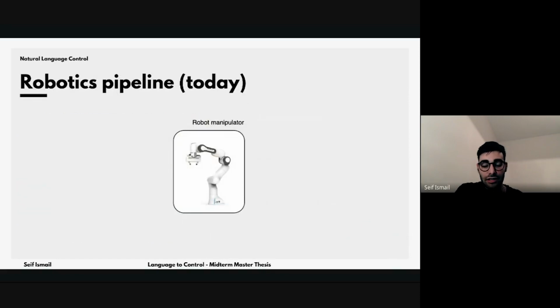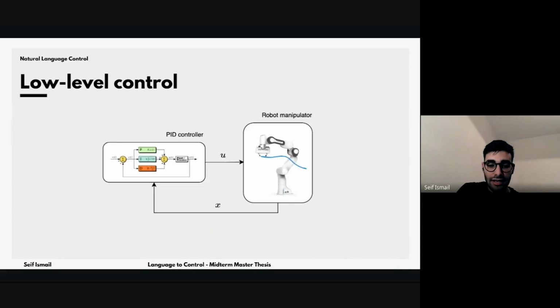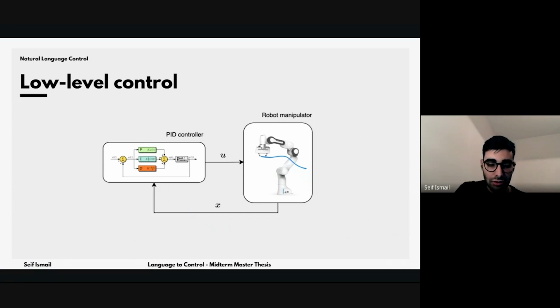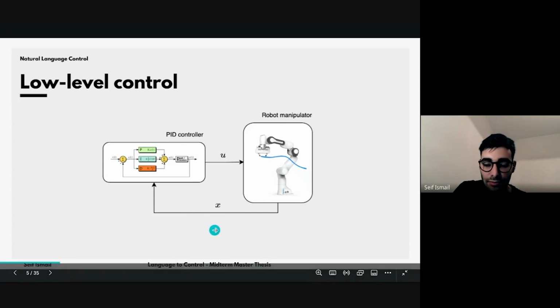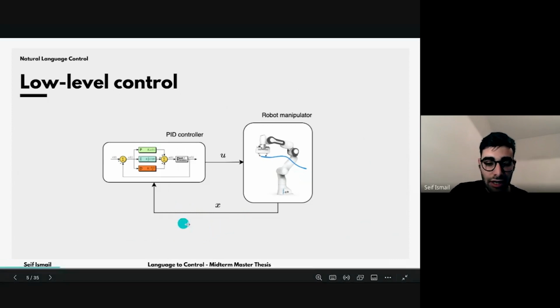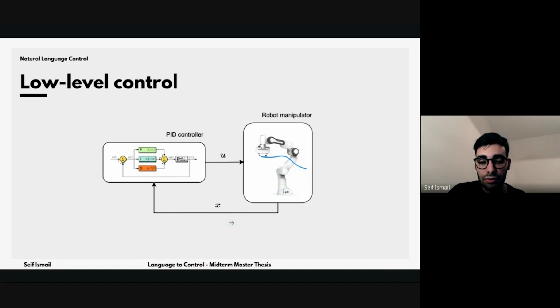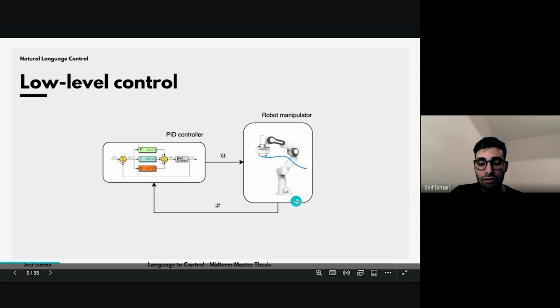So let's look at robotics today as a robotics pipeline. Let's say we have a robot manipulator like this, and we have a trajectory. Given a trajectory we want to follow, we have a controller, which is known as a PID controller, that helps us with that. So what does it do exactly? A PID controller tries to track and follow a trajectory. In particular, given my current position, so the position of the gripper, for example, and given the trajectory that I want to follow, it decides how much torque to apply at each one of the joints of the robot to actually follow that trajectory.